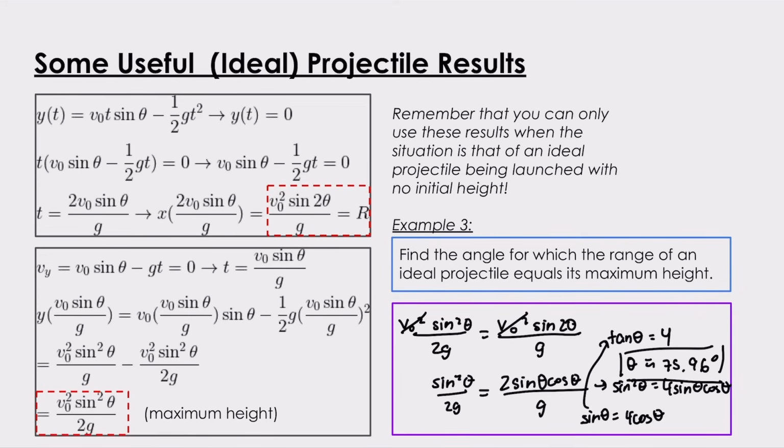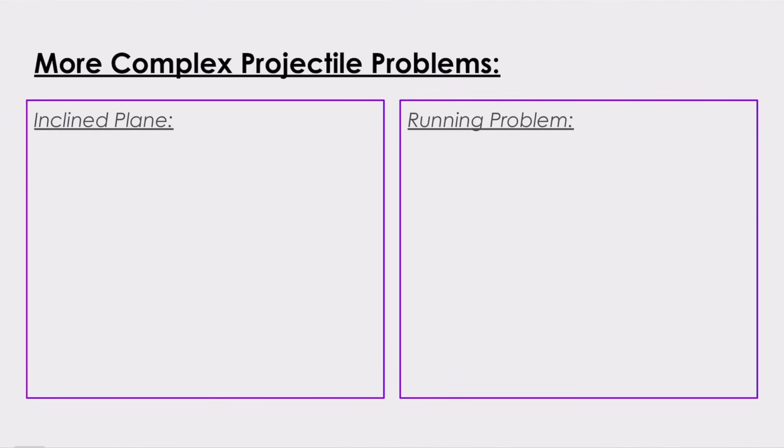So this is a very common type of question that you could be asked, where it's very useful to have these ideal projectile results ready, because otherwise it would take a long time to get the answer to this kind of a problem. But using our results, we got the answer super fast. So there are a few more complex types of problems which I want to briefly discuss.